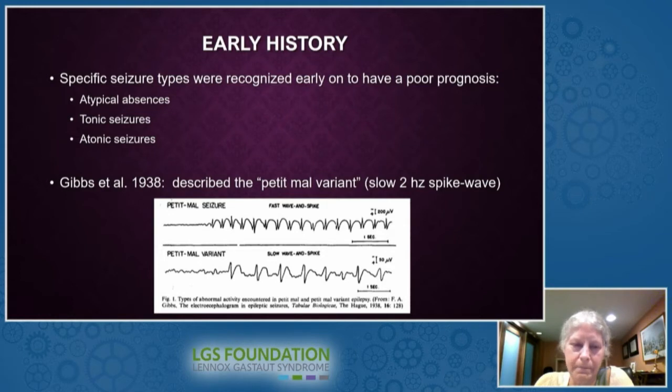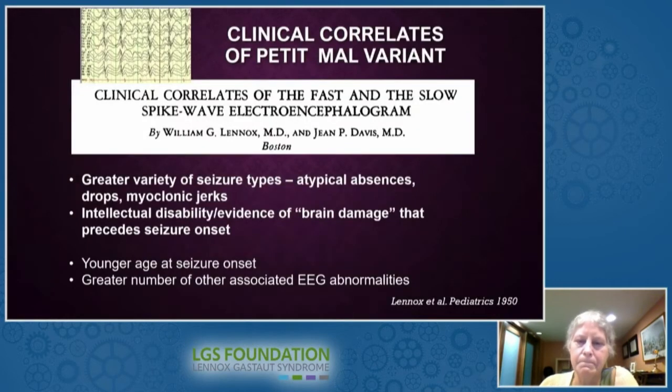Gibbs and Gibbs in 1938 published this paper on the EEG finding of Lennox-Gastaut, the slow 2 Hz spike wave, and called it the Petit-Mal variant, and really recognized that it was very different than the typical 3 Hz generalized spike wave that we see with childhood absence epilepsy. So this was back in 1938.